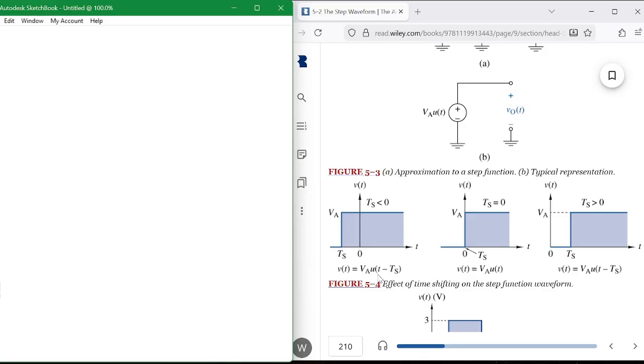So you write it as something times a voltage times U of t. If you say minus some number, that means that is the time offset, okay? So the U of t by itself means at t equals 0, we go to that value. U of t means 1. So you go to 1 at t equals 0.